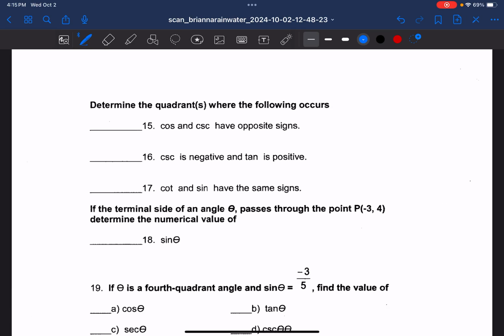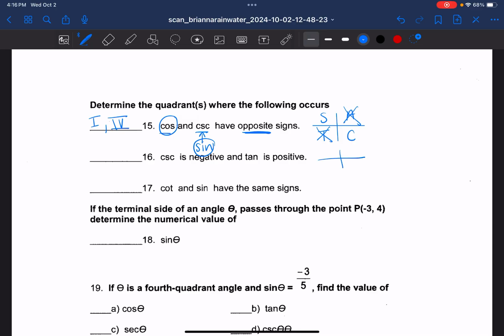Here it says determine where the quadrants have the following things occurring. So on number 15, remember this is all students take classes. They want to know where cosine and cosecant, the reciprocal of sine, have opposite signs. In other words, where are cosine and sine having opposite signs? Well, that would not be in quadrant 1. They're going to have the same sign there. They would both be positive. This also would not be in quadrant 3 because they would both be negative. So this would be in quadrants 2 and 4.